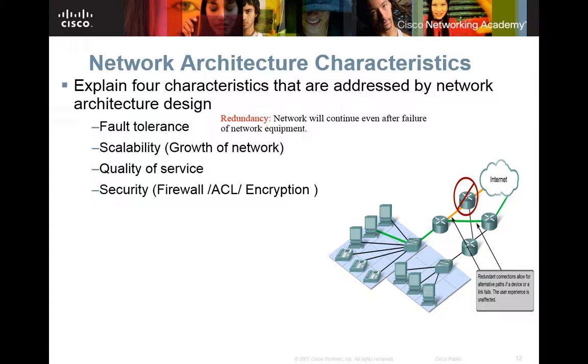So what are the four characteristics that are addressed by network architecture design? Fault tolerance, right? How are we going to make sure our system does not fail? And within that scope, we have a term called redundancy. What is redundancy to you, Lance? Well, you have backup plans in case something fails. It's not necessarily a backup plan per se. It's an alternate route, or an alternate physical medium that allows you, in case one breaks, you still have that connectivity. That's fault tolerance.